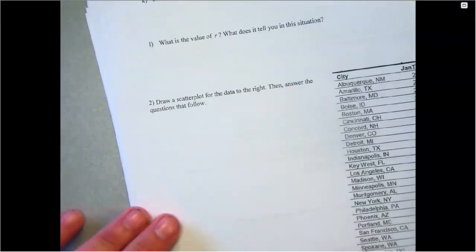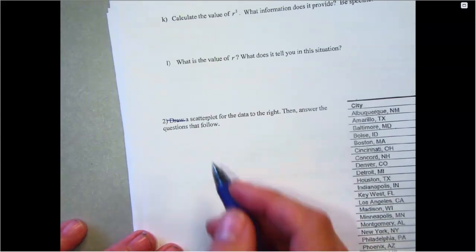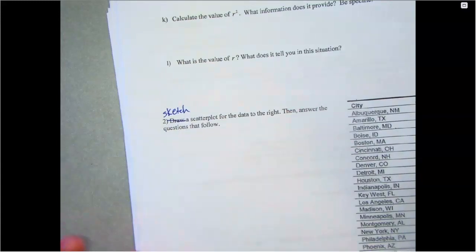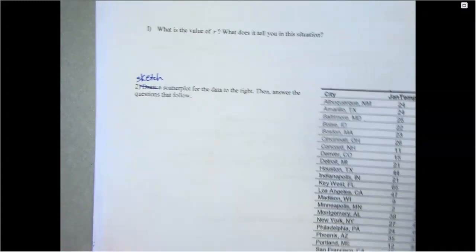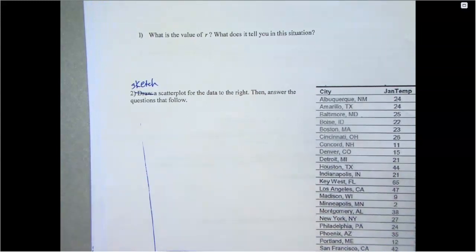Number 2 on the next page. Cross off the word draw. What are we going to write there? Sketch. Are you going to interpret it too? But I don't want a huge drawing. Just like boom, boom, put some dots. Don't make a big deal about it.